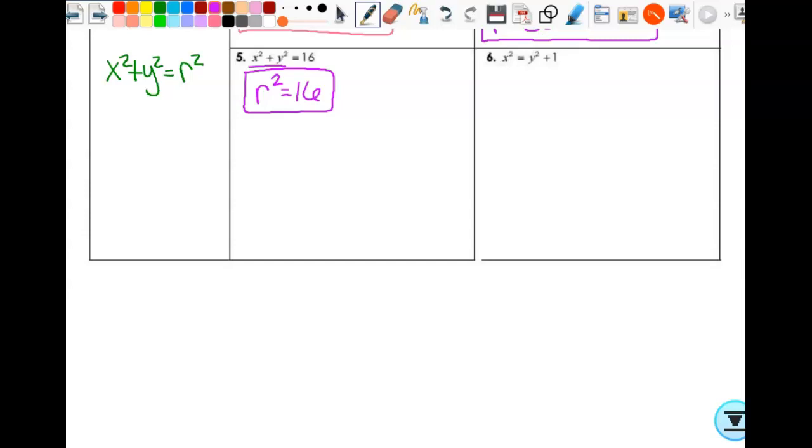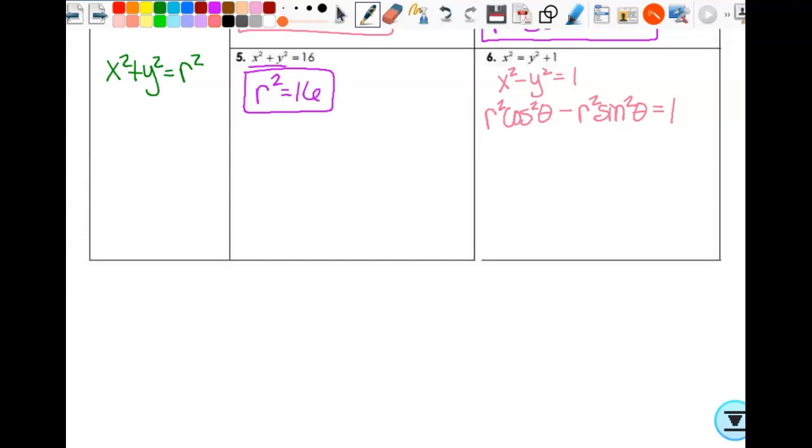Now let's look at number 6. Number 6, if I move the y squared over, I'm going to have x squared minus y squared equals 1. Is that going to give me r squared? No, that's totally different. So here we're going to have to substitute. X squared will be r squared cosine squared theta minus r squared sine squared theta equals 1. Remember that our goal is to get r by itself. So what do you think I could do next here?